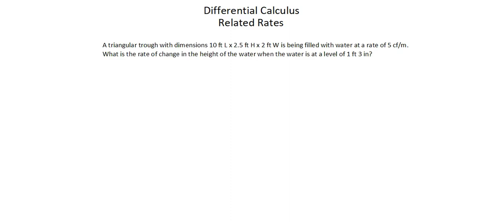A triangular trough with dimensions 10 feet long by 2.5 feet high by 2 feet wide is being filled with water at a rate of 5 cubic feet per minute. What is the rate of change in the height of the water when the water is at a level of 1 foot 3 inches? In working with related rates problems, the first step is to create a diagram.